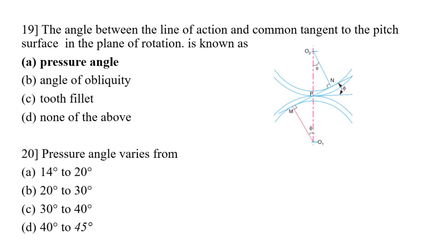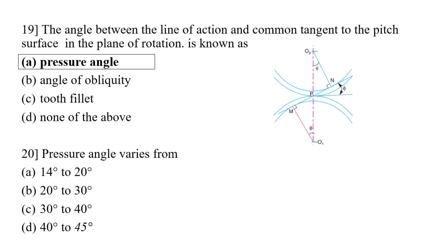So here, MN is a common tangent, which is tangent to the base circle and passing through the pitch point, and MN is a common normal passing through the pitch point, and a common tangent at point P. The angle between those two, that is the common normal and common tangent, is known as the pressure angle. So the correct option for this is A, pressure angle.